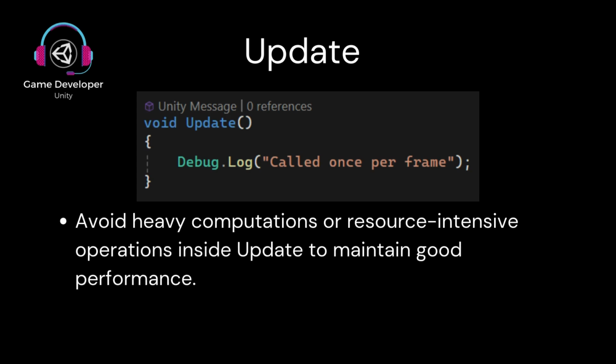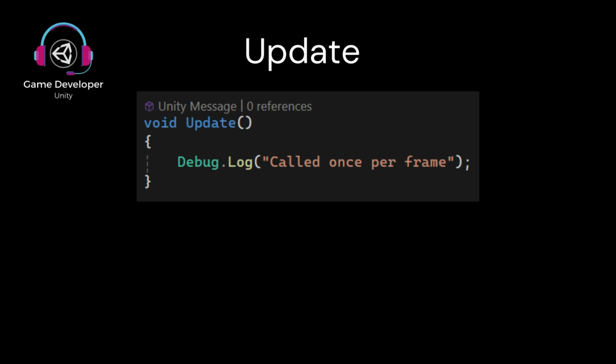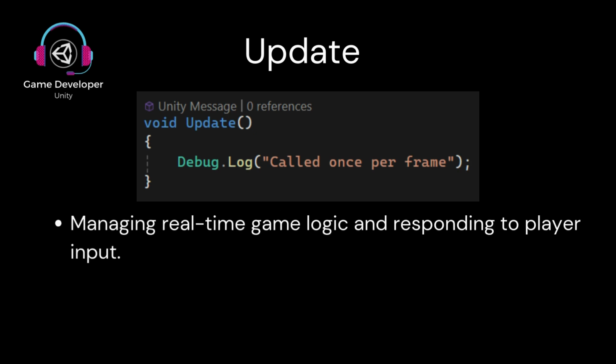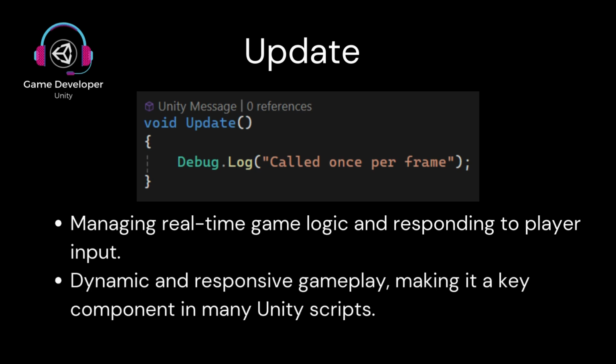Avoid heavy computations or resource-intensive operations inside Update to maintain good performance. In summary, the Update function is fundamental in Unity for managing real-time game logic and responding to player input. By running every frame, it allows for dynamic and responsive gameplay, making it a key component in many Unity scripts.